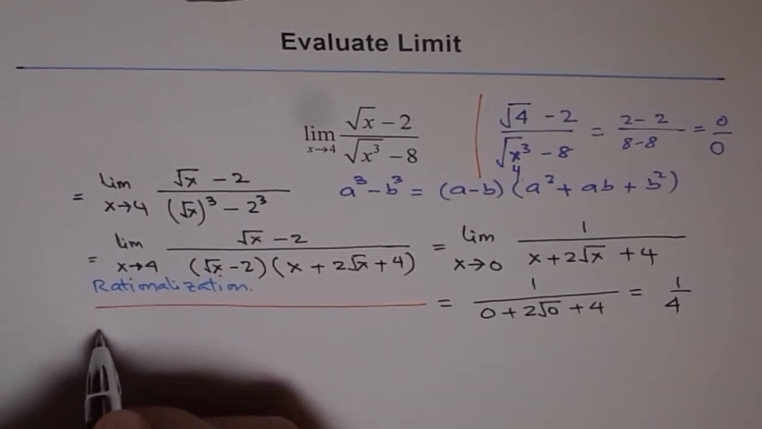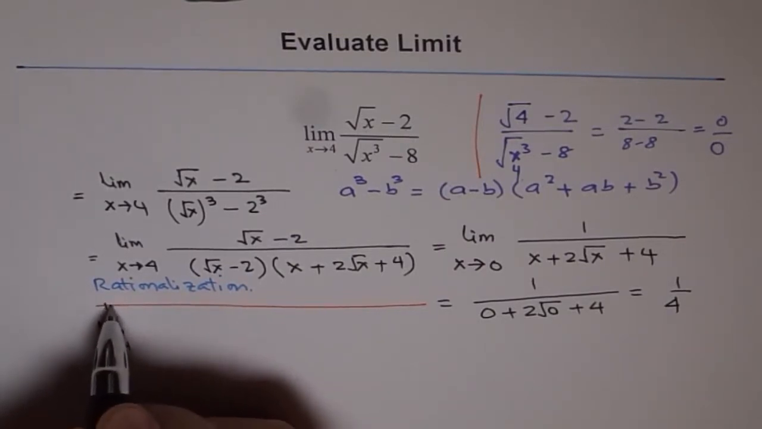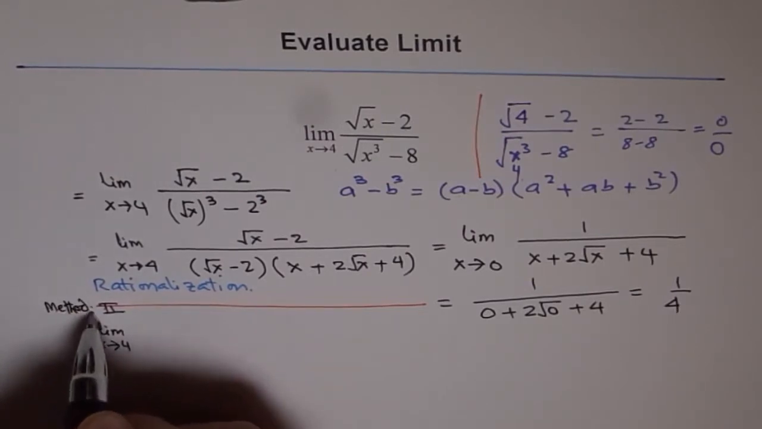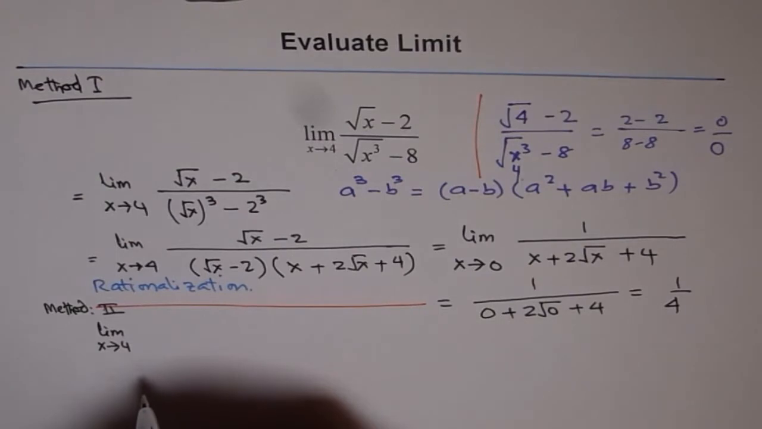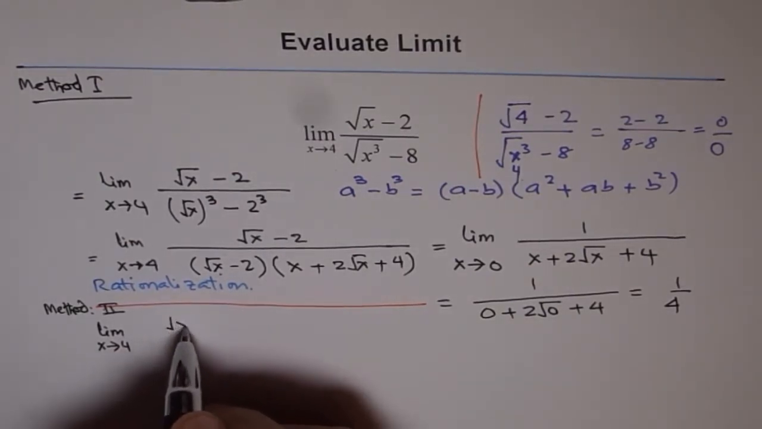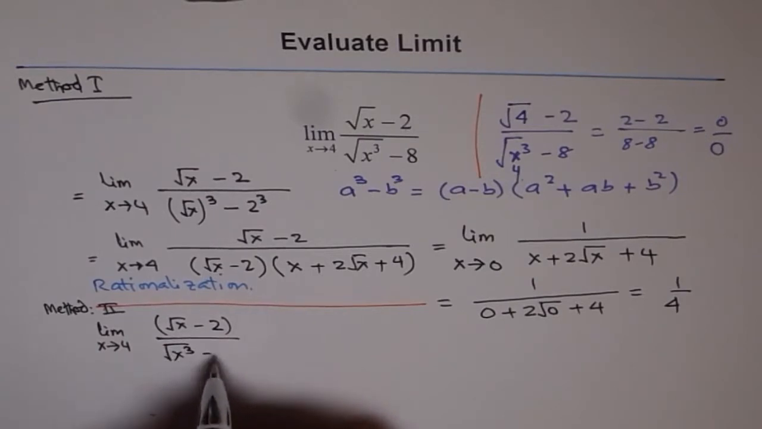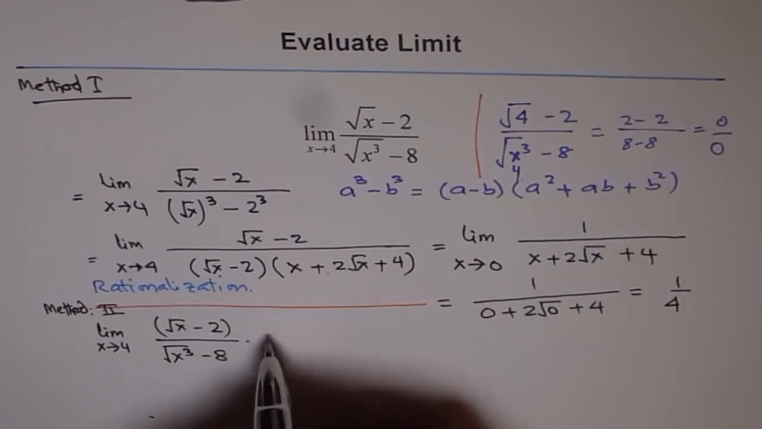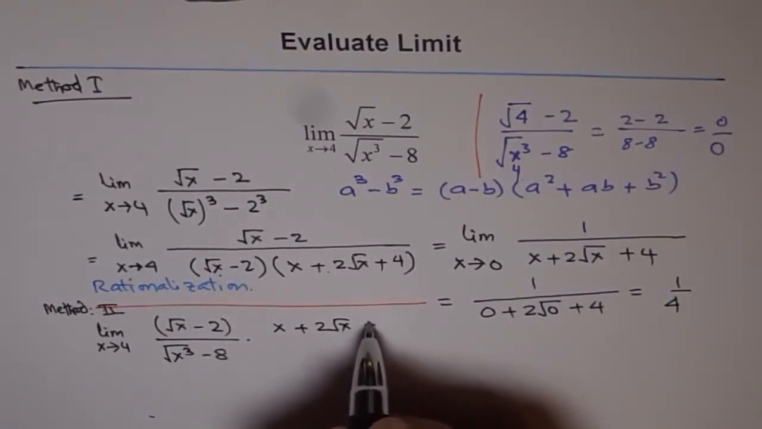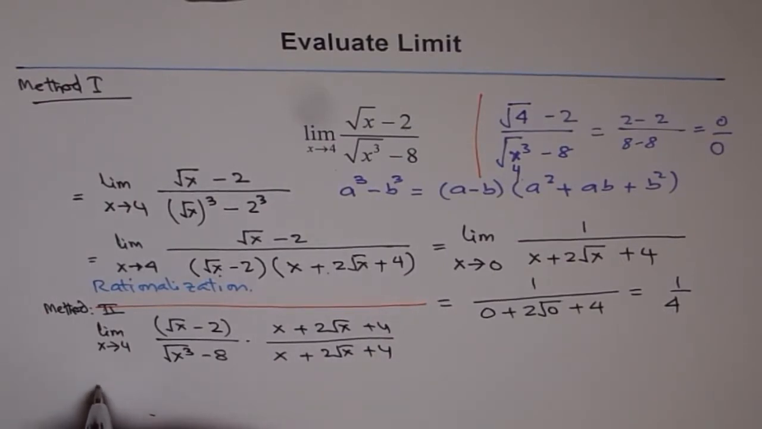So I'm rewriting the problem and solving it for you. This is method 2, and let me say the earlier one is method 1. This time we'll use the technique of rationalization. So we have the limit of square root of x minus 2 over, let me write the denominator also, x cubed minus 8, and we'll multiply and divide by this number, which is a squared plus ab plus b squared. So we multiply by x plus 2 square root of x plus 4, divided by x plus 2 square root of x plus 4. Now what do we get?